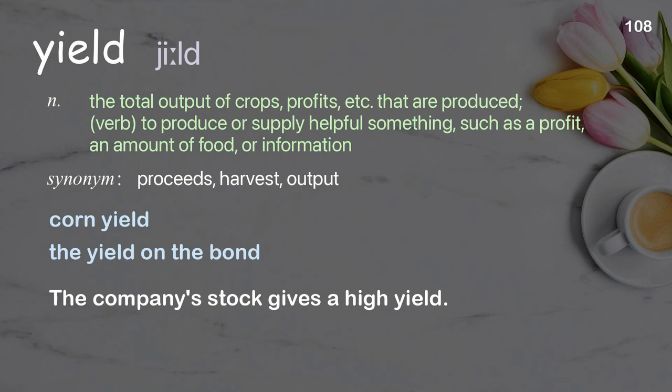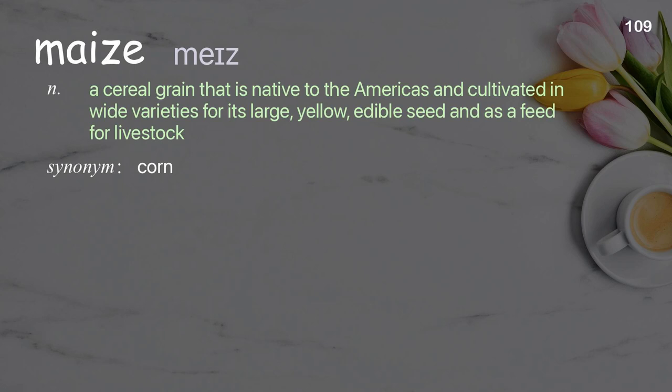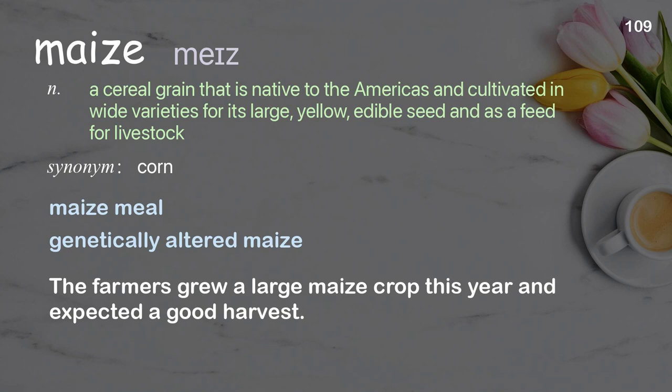Maize: a cereal grain that is native to the Americas and cultivated in wide varieties for its large, yellow, edible seed and as a feed for livestock. Examples: maize meal, genetically altered maize. The farmers grew a large maize crop this year and expected a good harvest.